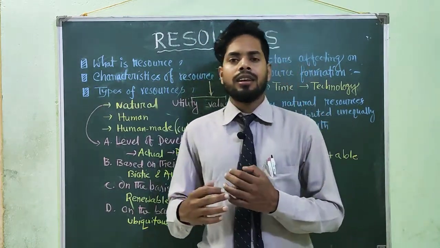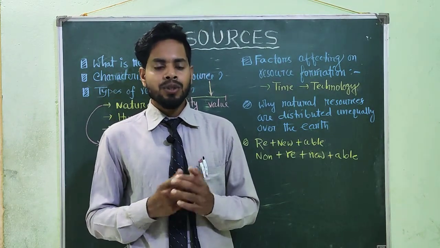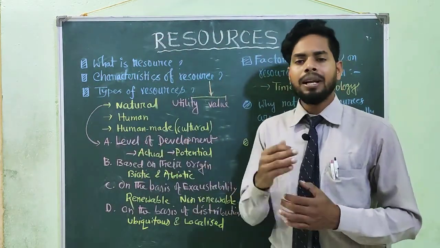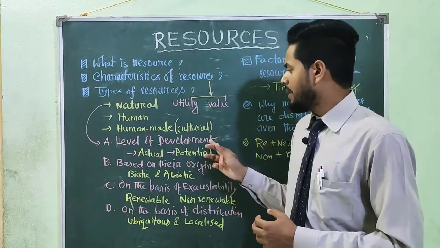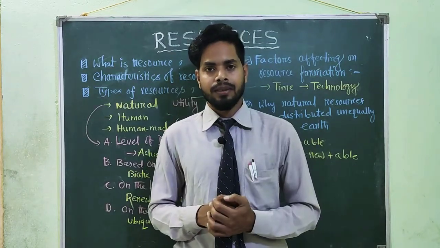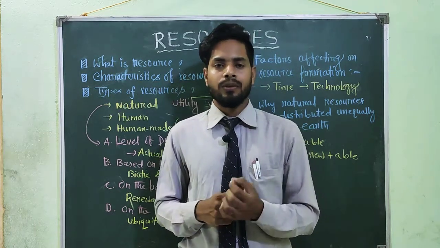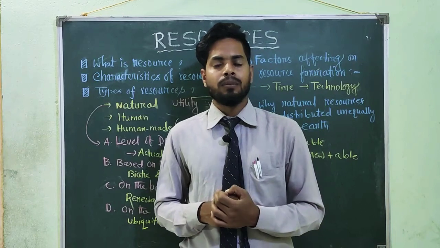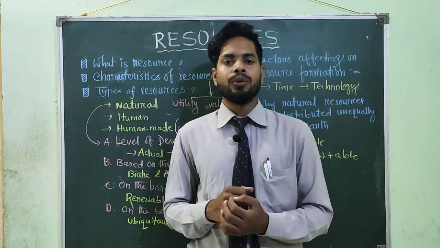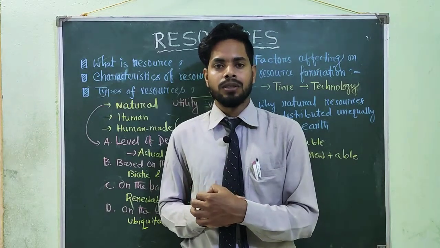So let's see the classification of natural resources. First of all, on the basis of level of development, resources are generally classified into two categories. In higher classes, you will learn four categories: one is actual, second is potential, third is stock, and fourth is reserve. But in class 8, we only learn two categories: actual resources and potential resources.